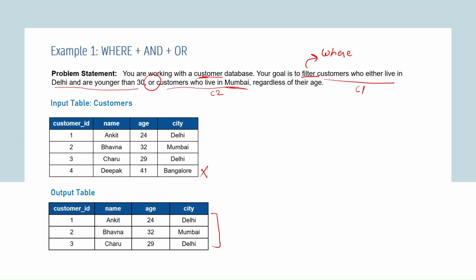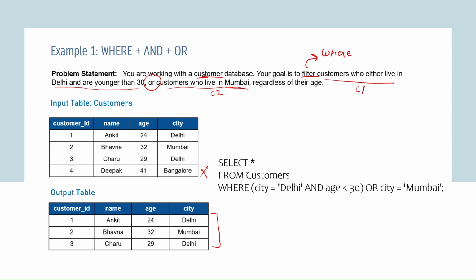So our SQL query would look something like this. I'm going to write SELECT star. Star represents that you're extracting all the columns that you have in your input table, from customers. Because we are referring to the customers table, that's why you're writing that in the FROM clause. And next you're applying your condition which is WHERE city is equal to Delhi AND age is less than 30. This is your condition 1, and the OR operator is what you're going to use, because at least one of the conditions from these two should be met. The second condition was city is equal to Mumbai. So that's how you are going to write your SQL query.